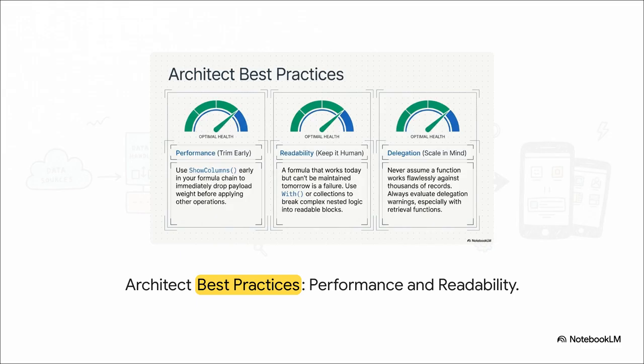Third, delegation. Always design with scale in mind. Never just assume a retrieval function is going to work flawlessly against thousands of records. Pay attention to those delegation warnings and filter your massive data sets smartly.